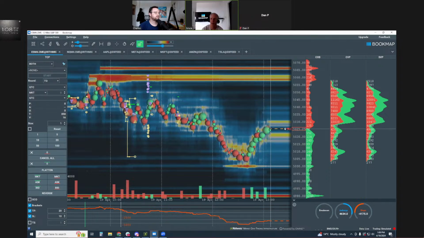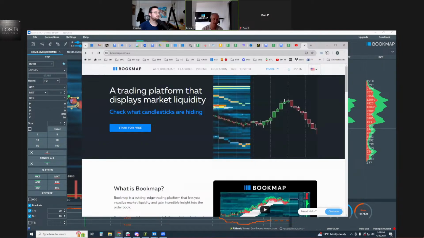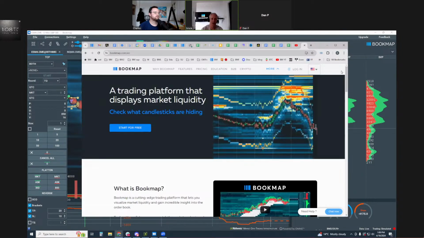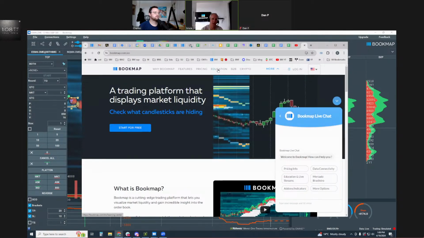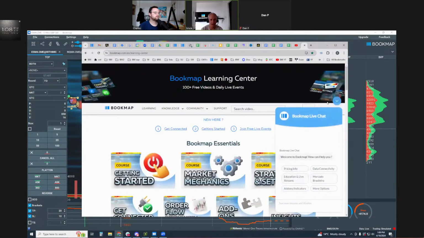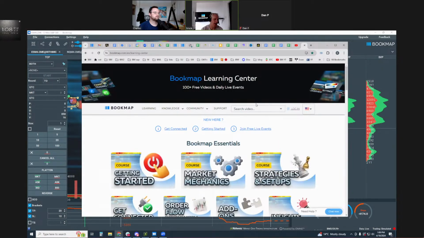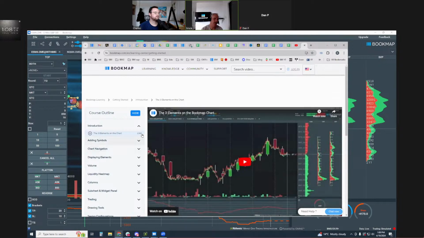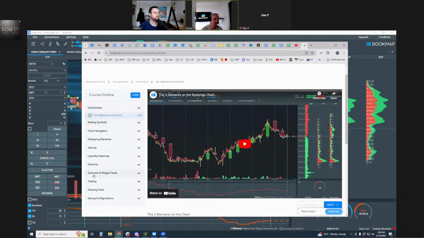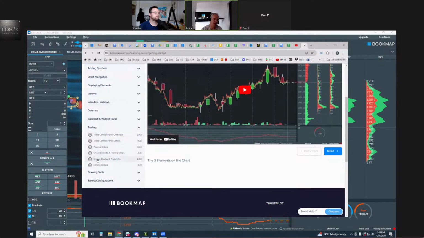But before I jump into that, I also want to show you something on bookmap.com, because this is a great reference for all of these trading features. So go to bookmap.com, click on education here. That'll take you to the Learning Center. And then this Getting Started course goes through many of the features in Bookmap. They're very short videos, but you can see down here trading.